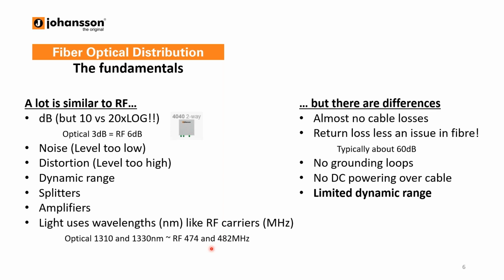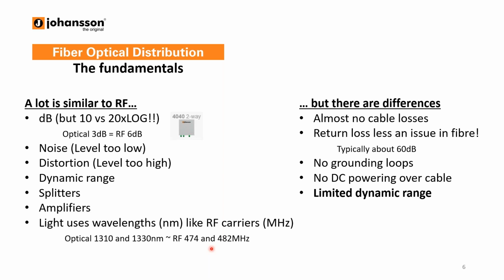There are, of course, some differences. The one I already mentioned is that with optical you have almost no cable losses, with the main advantage that you can cover huge distances without having to amplify your signal. Another advantage is that return loss is not an issue in fiber. It's typically 60 dB, so nearly no return loss.